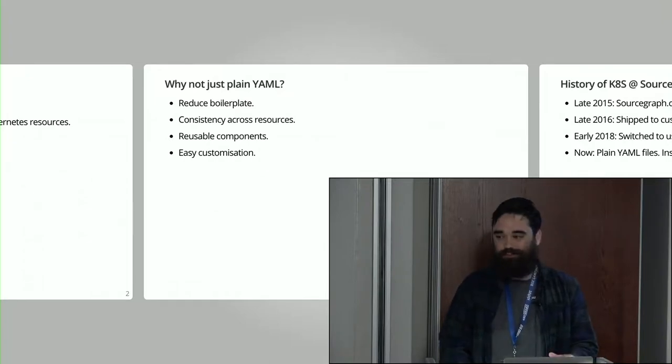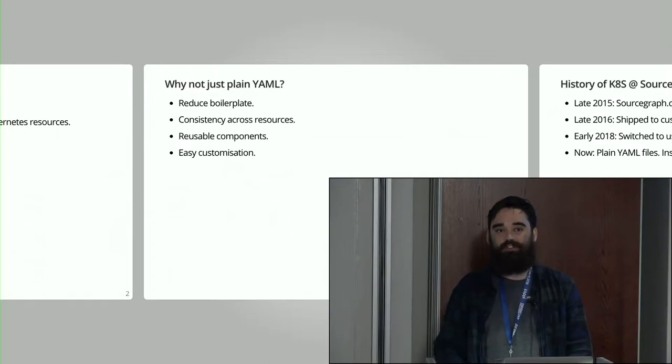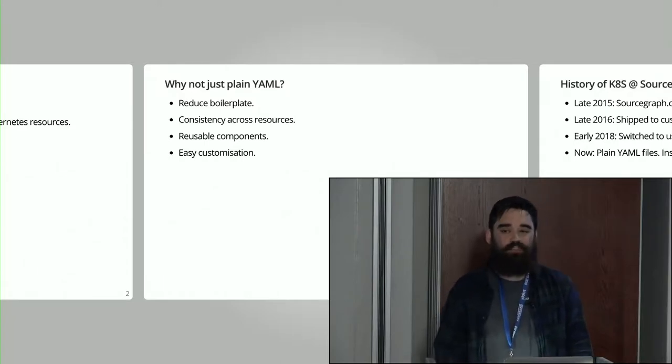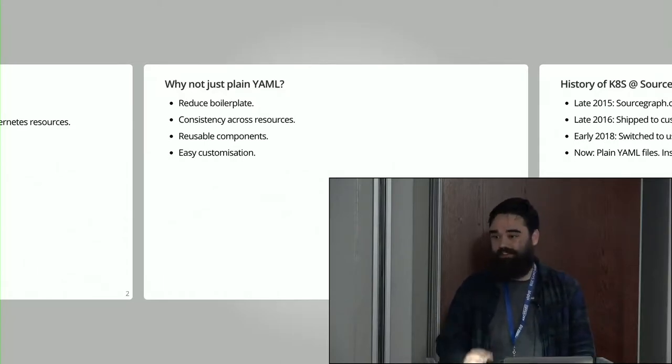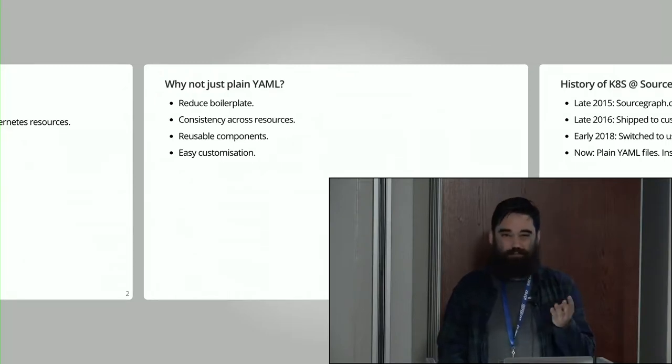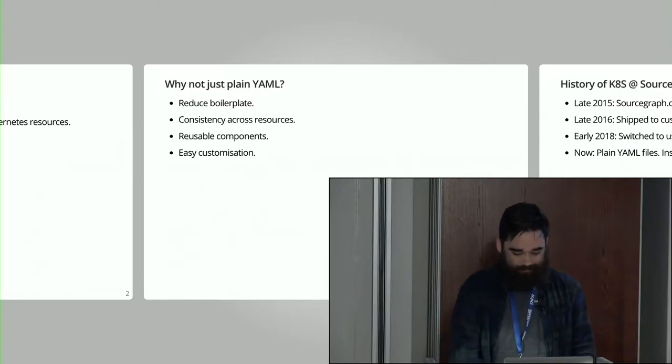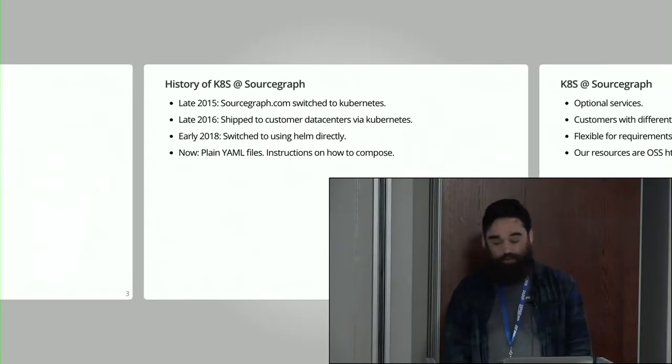YAML is a very blunt tool, and it's very verbose, so you quite often want to create helpers to help you write these things. A common example is using service accounts and RBAC, the authorization stuff. You have to create like four YAML files every time you do that, and it sucks. So yeah, you want to improve that.